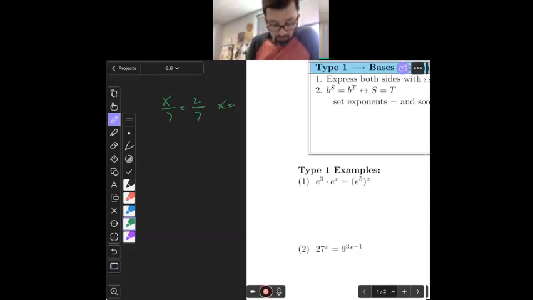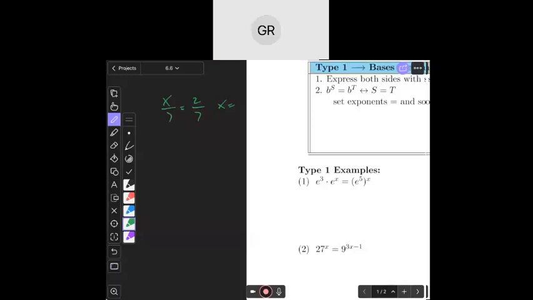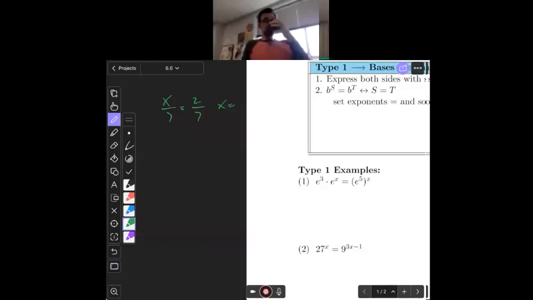What's x equal to, Grant? Don't make it more difficult than it is. If x plus 7 is equal to 2 over 7, what's x equal to? Correct, not Grant. 2.